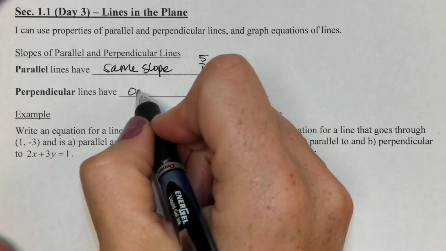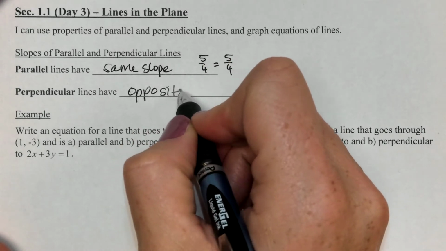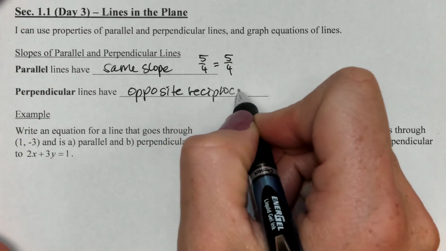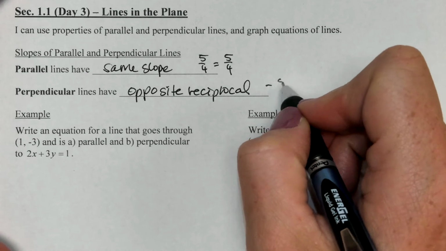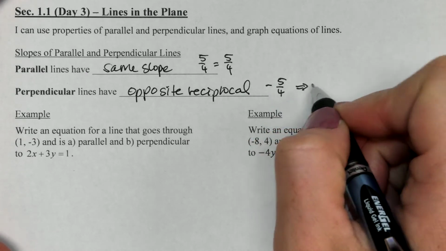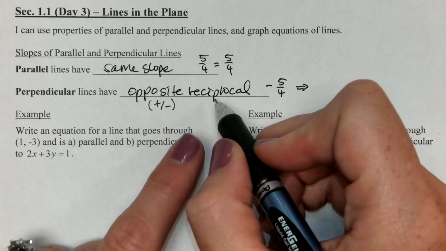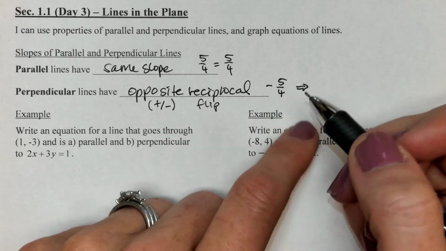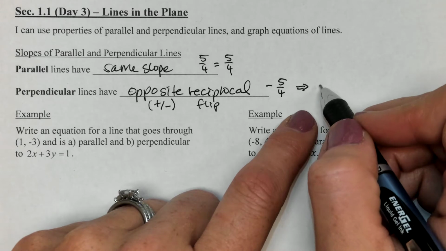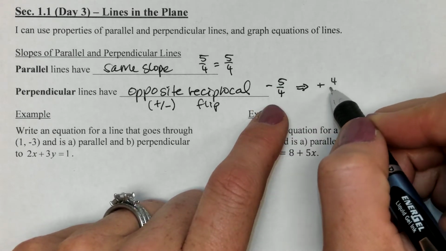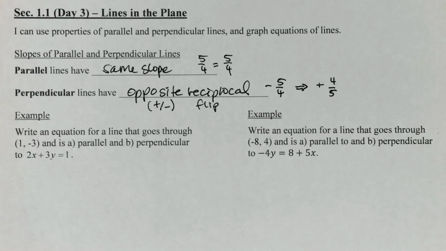Perpendicular lines have opposite reciprocal slope. To give you an example, if it was negative 5/4, then the opposite reciprocal would be, opposite means change the sign, plus for minus, and reciprocal means flip the fraction. We are currently negative, we would turn positive, and instead of 5/4 we would be 4/5. So perpendicular means completely flip the fraction and change the sign.